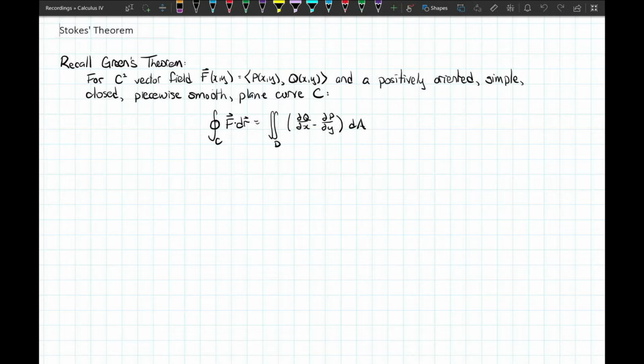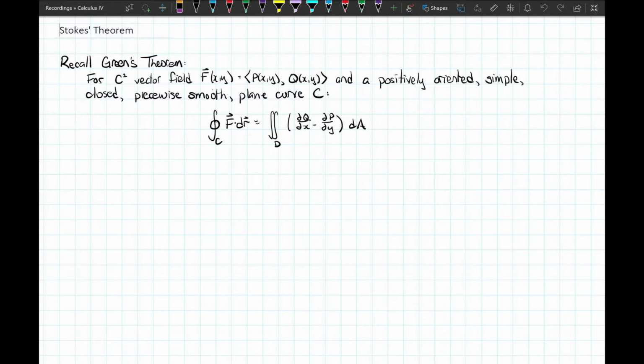Green's theorem, once again, is where we have a vector field that is continuous and with continuous first order partial derivatives. And we have a positively oriented, simple closed, piecewise smooth plane curve, C. And it relates the line integral around the curve of F dot dr. That is just the tangential component of the vector field added up all the way around that closed curve. That is equal to the double integral of the partial derivative of Q with respect to x minus the partial derivative of P with respect to y over the region D that is bounded by that curve.